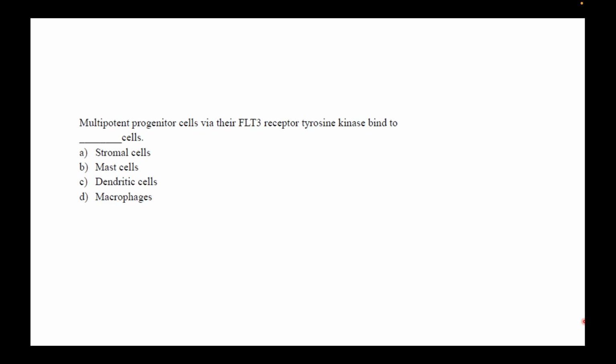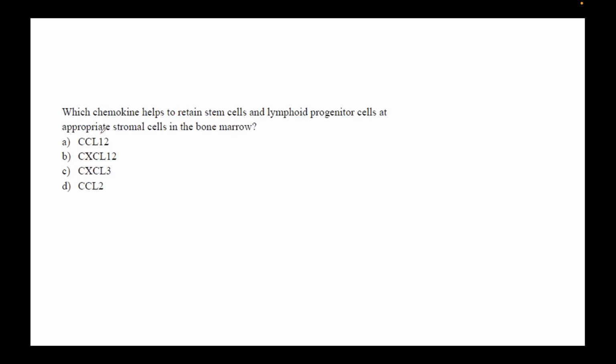So if we look at the questions: multipotent progenitor cells, via their FLT3 receptor tyrosine kinase, bind to which cells? The MPP via their FLT3 were able to bind to the stromal cells. So the stromal cells is the correct option.